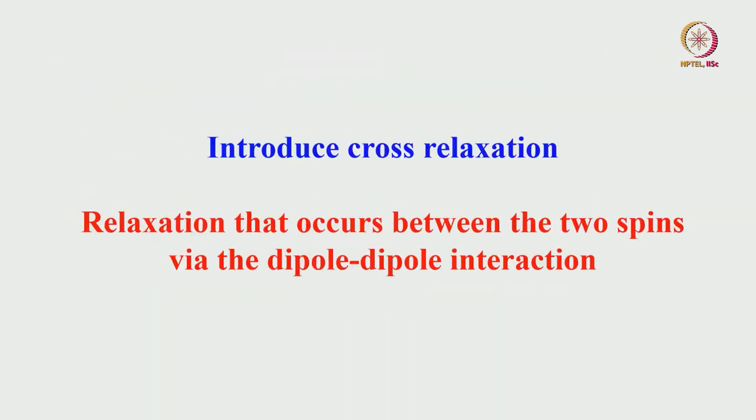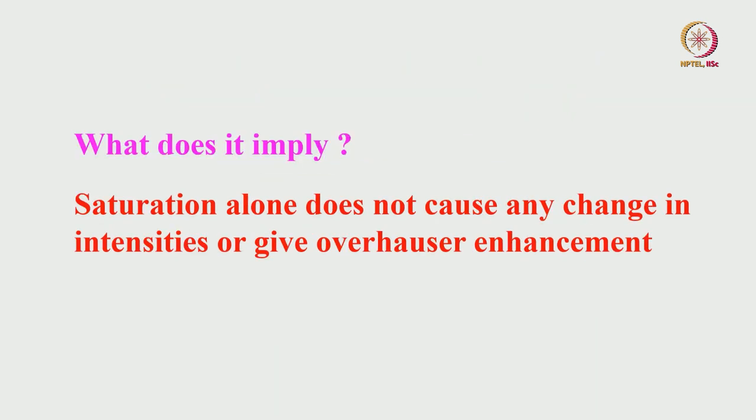What is the situation that would happen now? In the sense, we saturated one of the spins, both the transitions. We saw the change in the intensity is 2. After some time, we allow the spins to come back to thermal equilibrium, still it is 2 only. There is no change in the enhancement. There is no change in the intensity of the signal at all. That means there is no Overhauser enhancement. What does it imply for you? Saturation alone does not cause any change in the intensity or give rise to Overhauser enhancement.